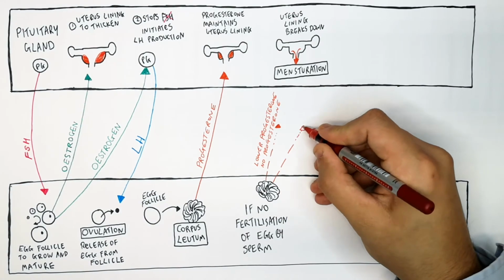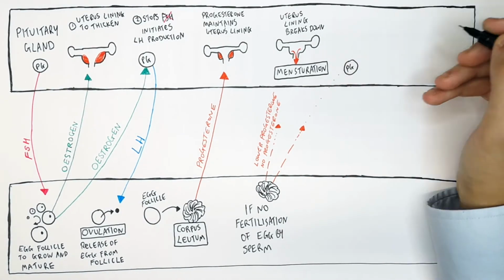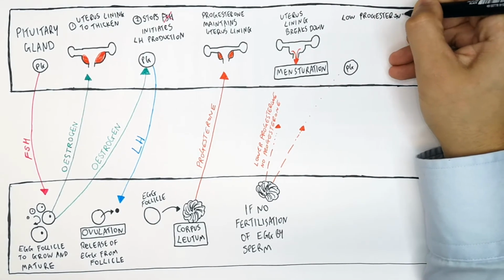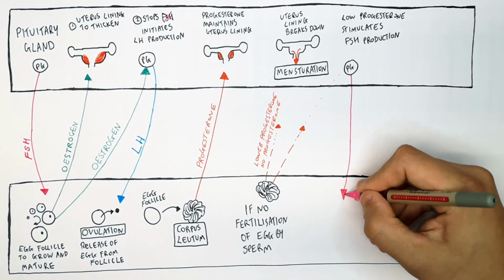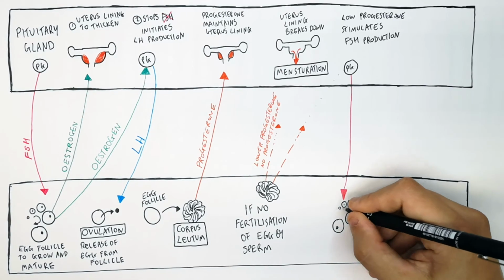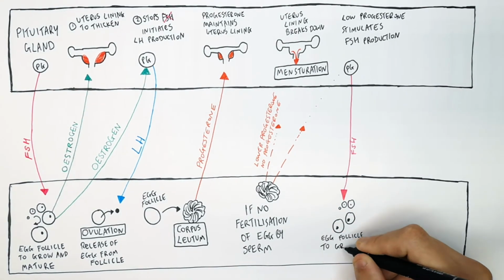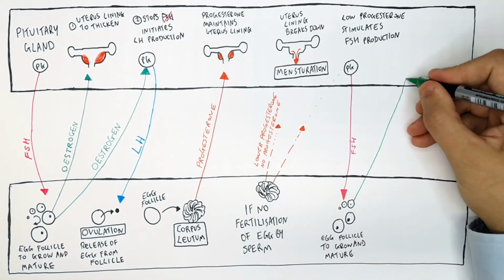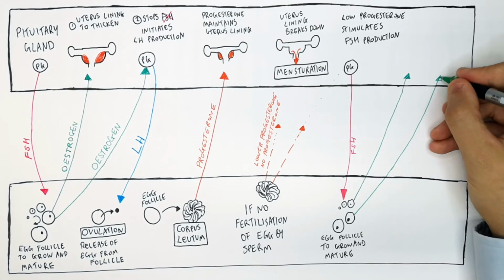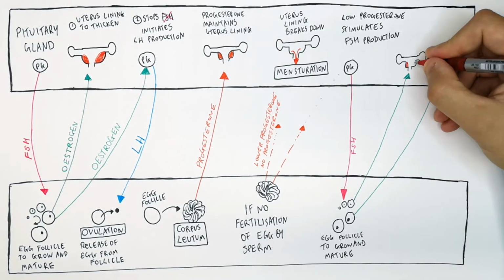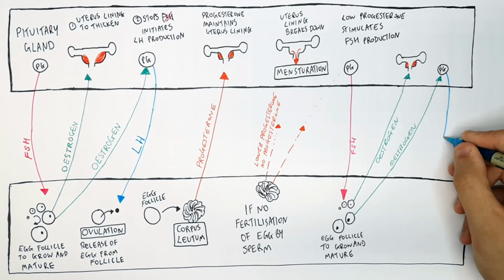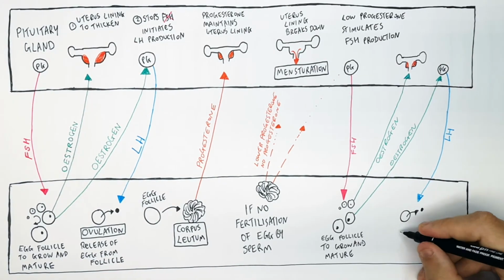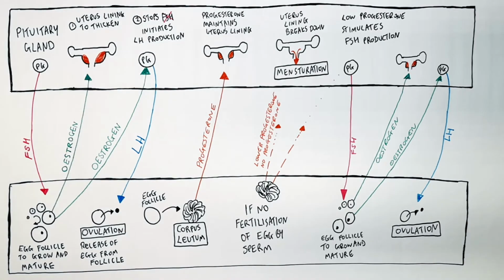So low levels of progesterone are then going to cause the pituitary gland to produce FSH. So low progesterone levels stimulate FSH production. This causes the egg follicle to grow and mature again. This then causes release of estrogen, which stimulates the uterus lining to thicken, and it also causes the pituitary gland to secrete LH. LH will then cause ovulation, and the cycle continues on and on.